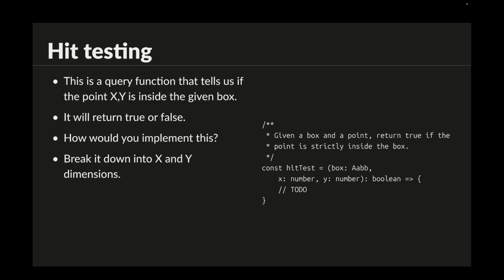So think about what we've already covered. The box has min and max x and y fields. How would we use those and compare them to the input point's x and y values? So in English, the x value is inside the box if it is larger than the box's minimum and less than the box's maximum. And you can work out the same logic for the y value. And the point overall is only inside the box if both of those are true, both for the x and the y dimension.